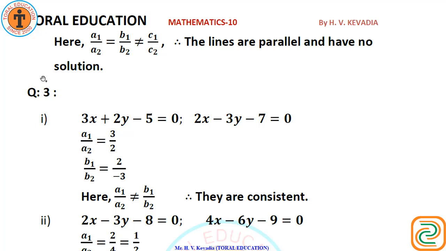Now we will see the next question. What is written here? On comparing the ratios a1/a2, b1/b2, c1/c2, find out whether the following pairs of linear equations are consistent or inconsistent. Consistent means they have a solution, whether a unique solution or infinitely many. And inconsistent means the lines are parallel.